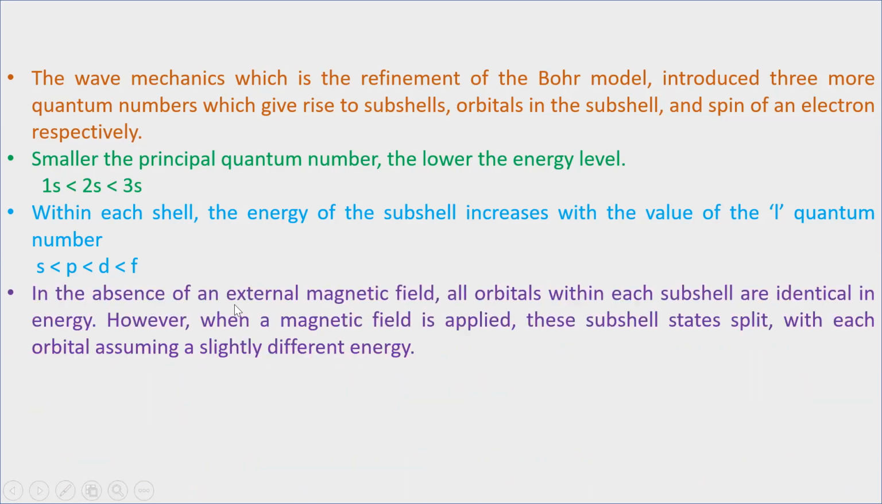Now, if there is no external magnetic field, then all the orbitals in a subshell have equal energy. S has one orbital, whereas P has three. So in the absence of an external magnetic field, all three orbitals in the p subshell will have equal energy. But when we apply a magnetic field, then the subshell states of p will split, with each having slightly different energy. Same with d, with 5 orbitals in the d subshell, and 7 orbitals in the f subshell.